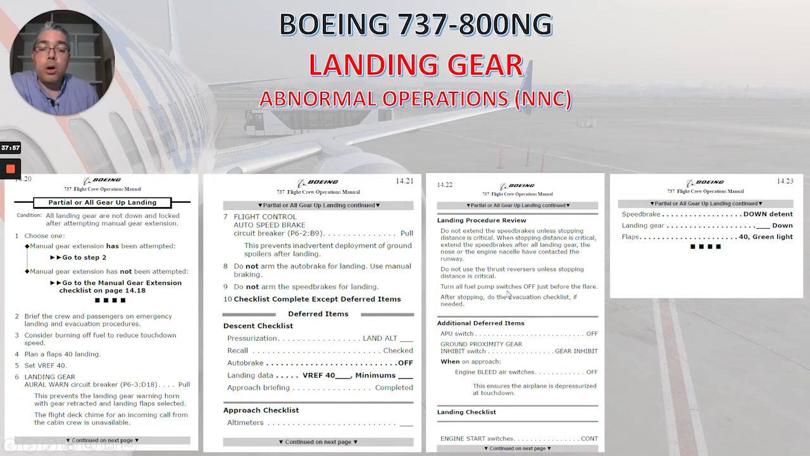Turn all fuel pump switches off just before the flare. After stopping, do the evacuation checklist if needed. Additional deferred items: APU switch off, ground proximity gear inhibit switch, gear inhibit. When on approach, engine bleed air switches off. This ensures the airplane is depressurized at touchdown. Then we complete the landing checklist. Speed brake down, landing gear down, flaps 40, green lights, and that's the end of the checklist.